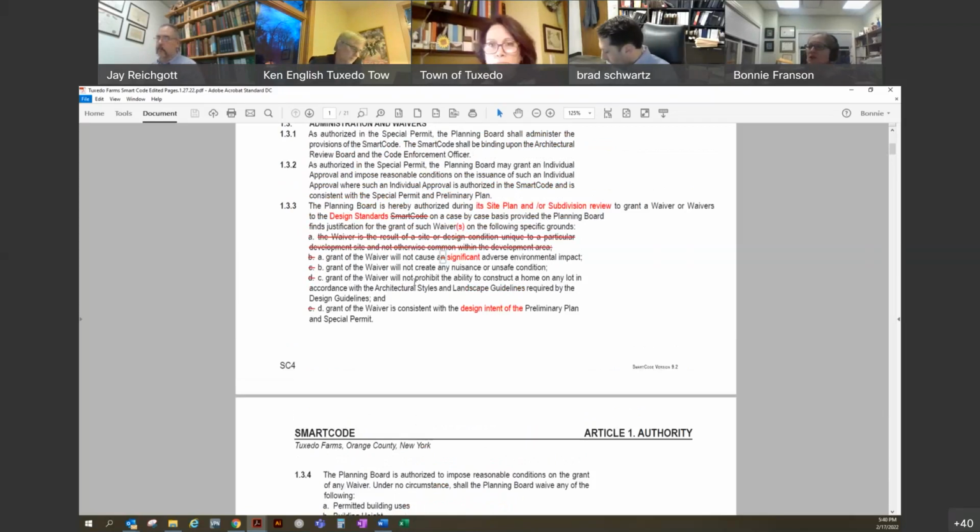Yeah, I just want to go through a couple of these changes here. This B, which was going to become A, a grant of the waiver will not cause it was going to be an adverse impact. It says a significant adverse impact. I don't know if that was changed just to relate to SEQRA in general. In the SEQRA regulations, when you consider impacts and what might trigger, for instance, an environmental impact statement, the language refers to significant adverse impacts. So was that the thinking in terms of adding the word significant? That's exactly it, Bonnie.